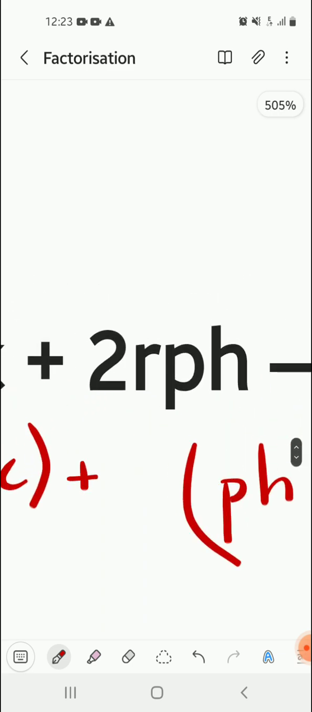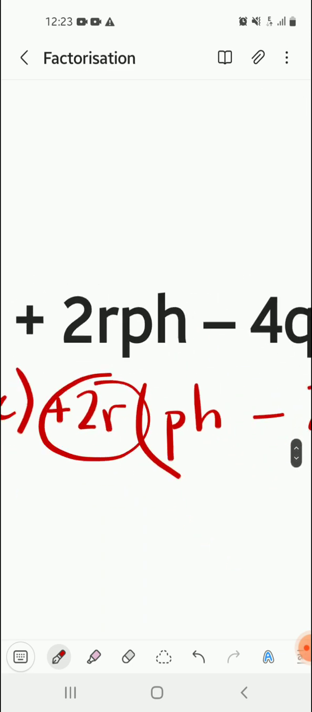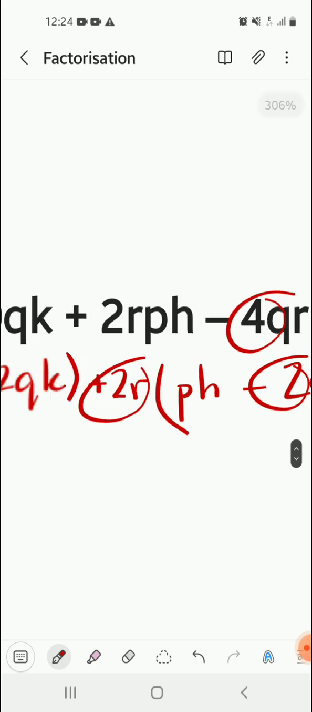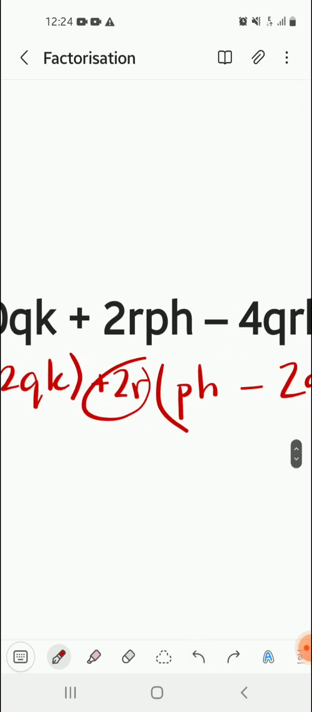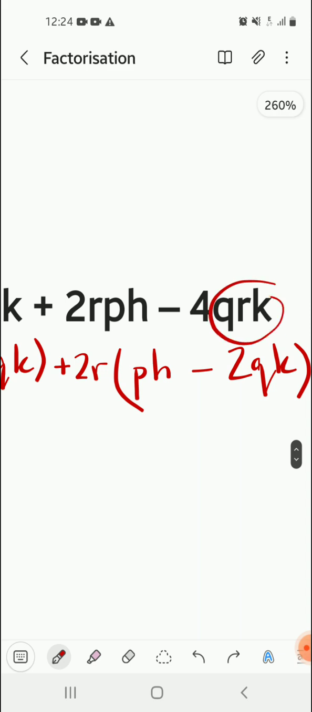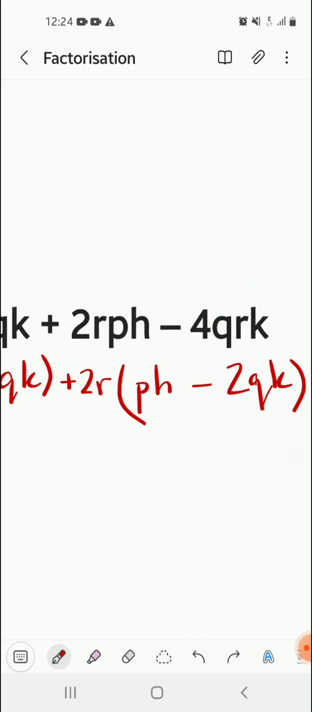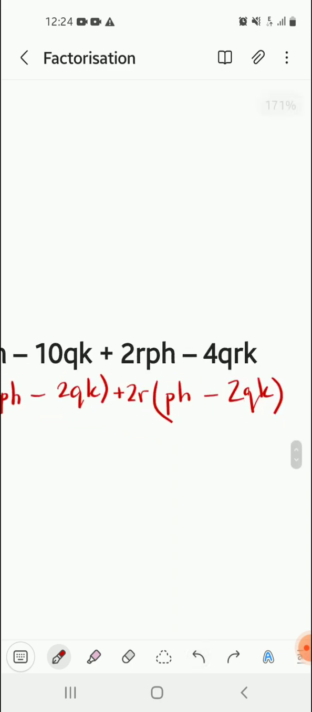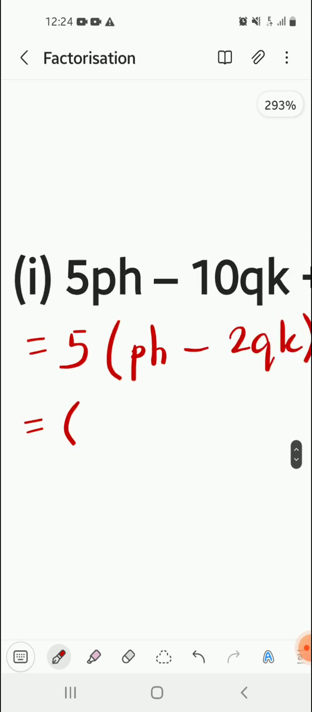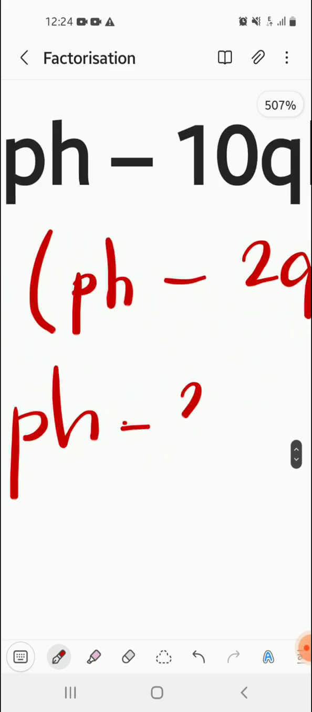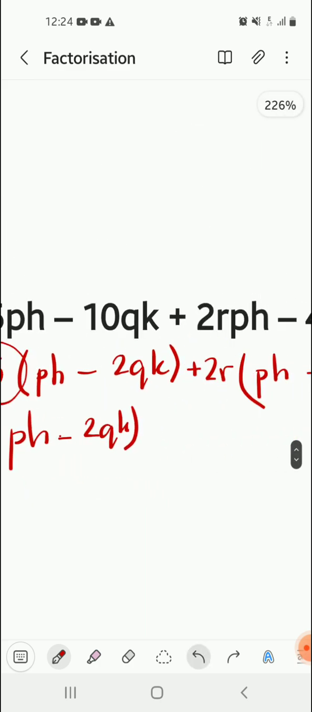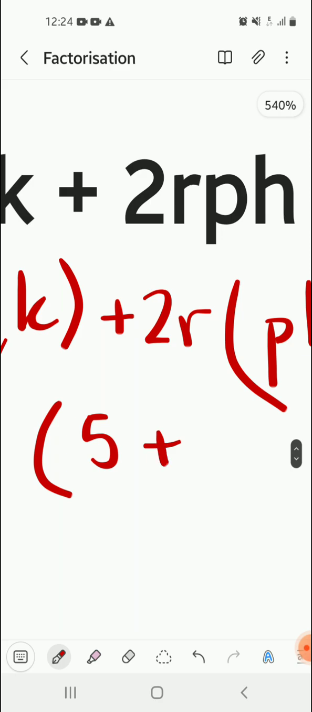Here what we are left with is 2r, because 2r into ph is 2rph. Similarly 2r, 2 into 2 is minus 4, minus 2 and plus 2, and r into q into k is qrk. Just the arrangement is different. Here the common factor is ph minus 2qk. So we are going to write it ph minus 2qk. And here 5 plus 2r. So let's write 5 plus 2r.